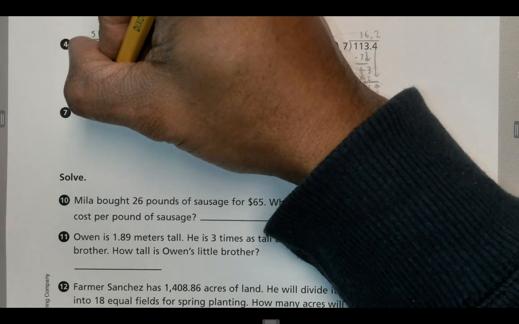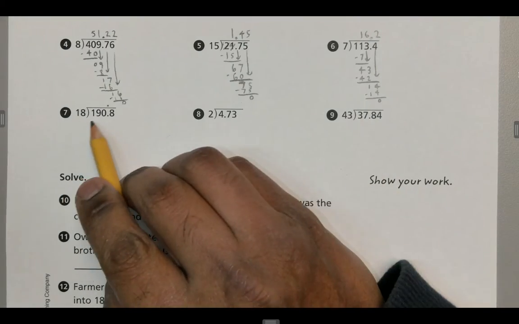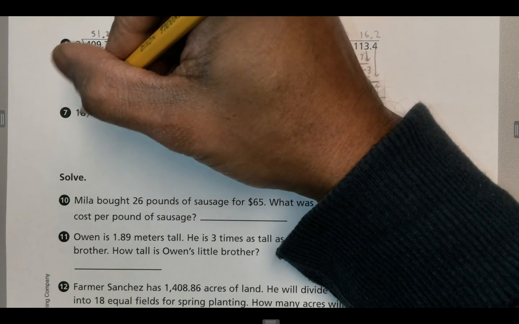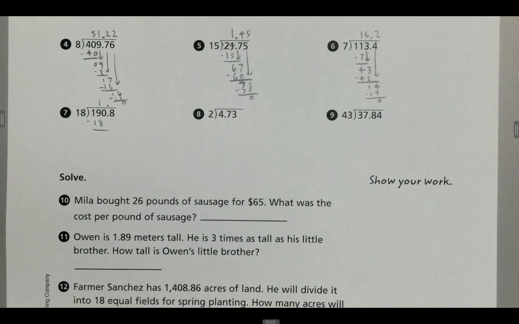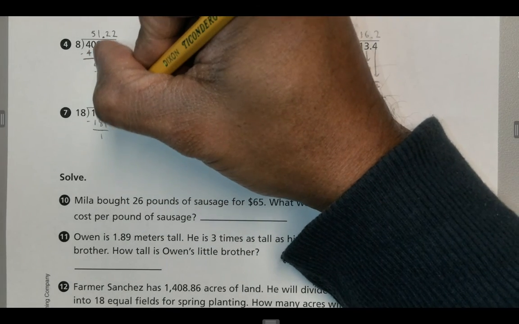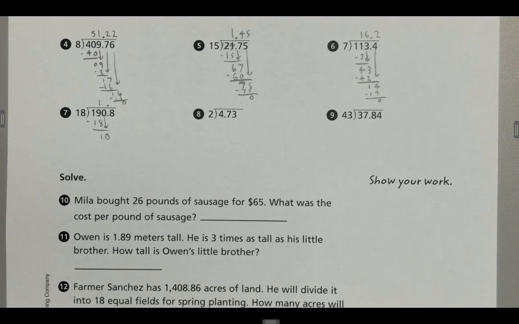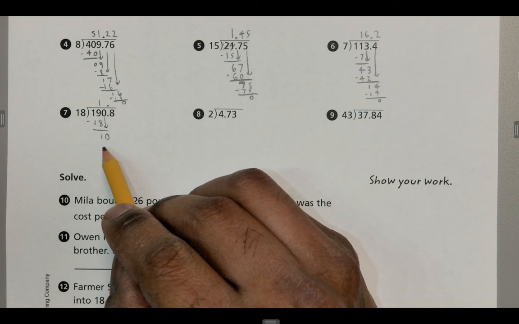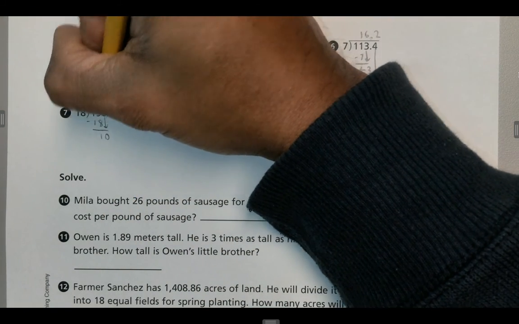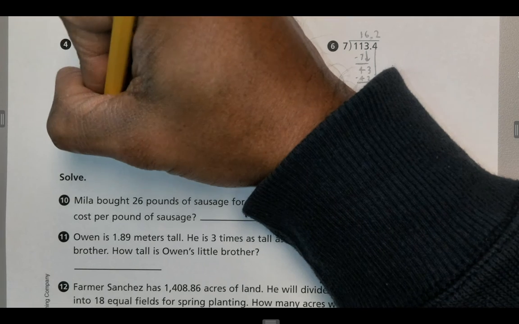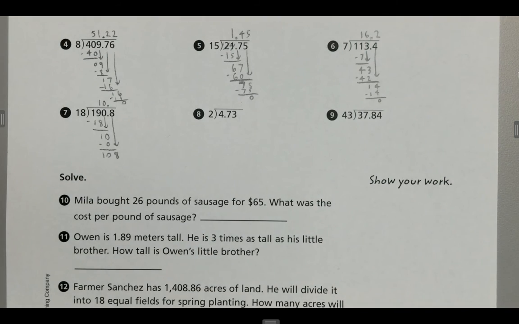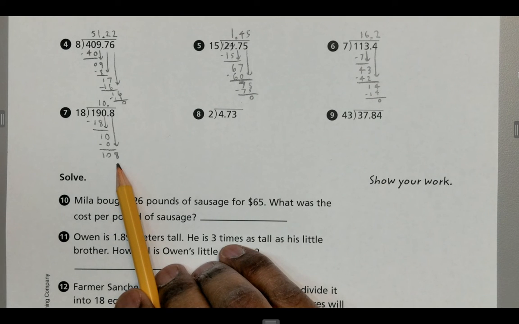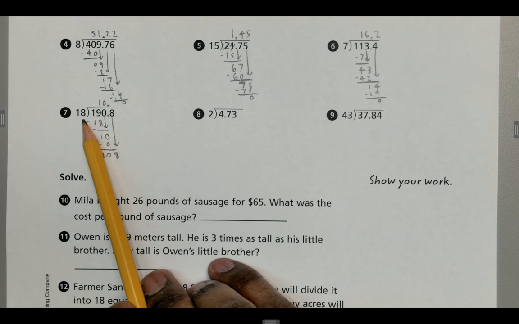Number 7, insert the decimal point. 18 goes into 19 once. 18 times 1 is 18. Subtract that out. 19 minus 18 is 1. Bring down the 0. 18 goes into 10 0 times. 18 times 0 is 0. Subtract. Bring down. Now, 18 goes into 108. About how many times? Well, 18 is close to 20.